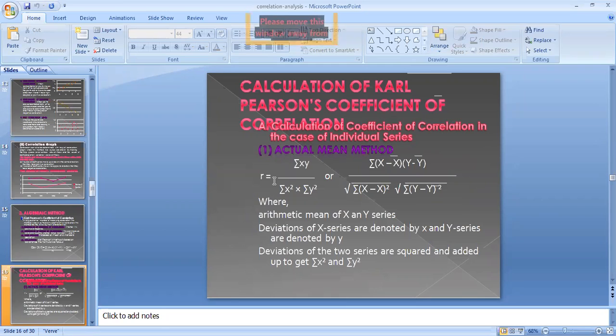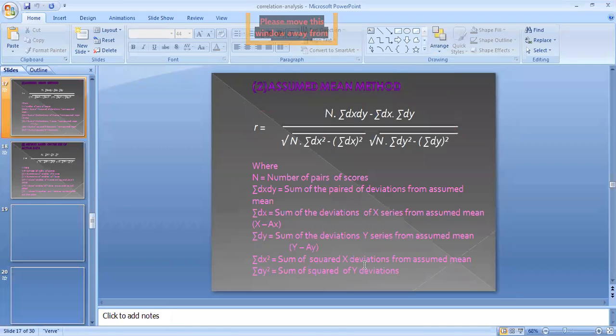R equals, in the actual mean method, summation xy over the square root of summation x square and summation y square, where x and y are the arithmetic means of the series. Now the deviation of the x series is denoted by capital X, and the deviation of the y series is denoted by small y. The deviations of the two series are squared and added up to give summation x square and summation y square.